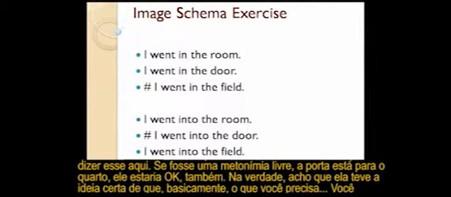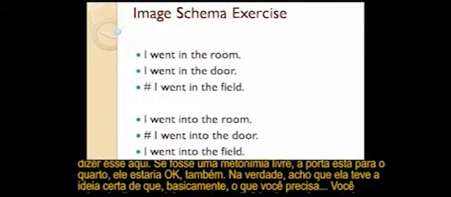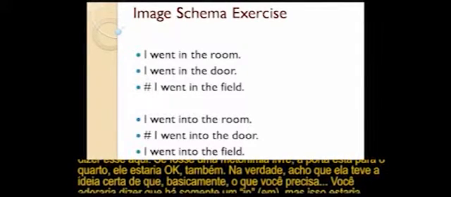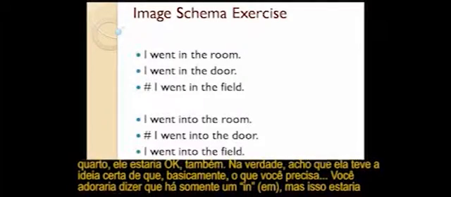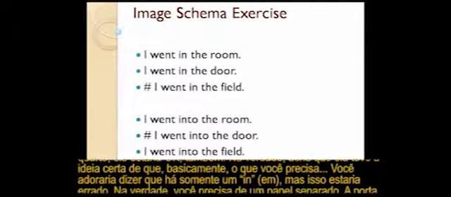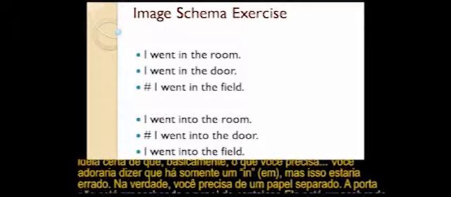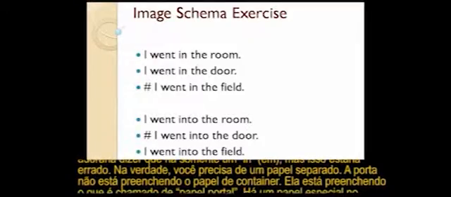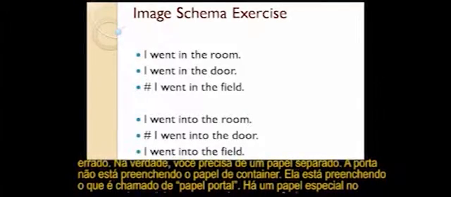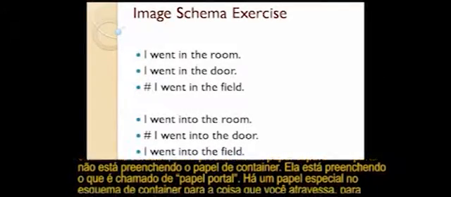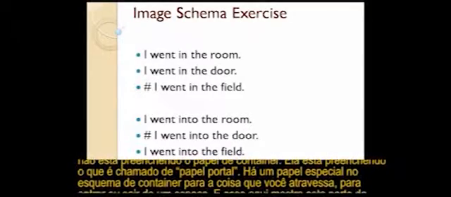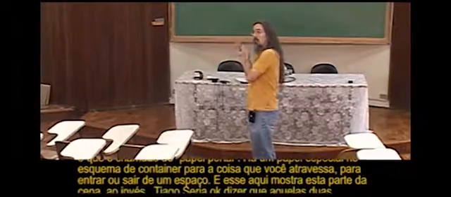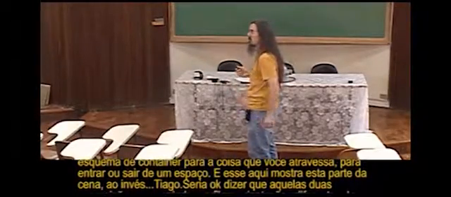That basically, what you need, you would love to say that there's actually only one in, but that would be wrong. Actually, what you need is a separate role. So the door is not filling the container role. It's filling what has been called the portal role. So there's a special role then in the container schema for the thing that you traverse in order to get into or out of a space. And this one picks out that part of the scene instead.